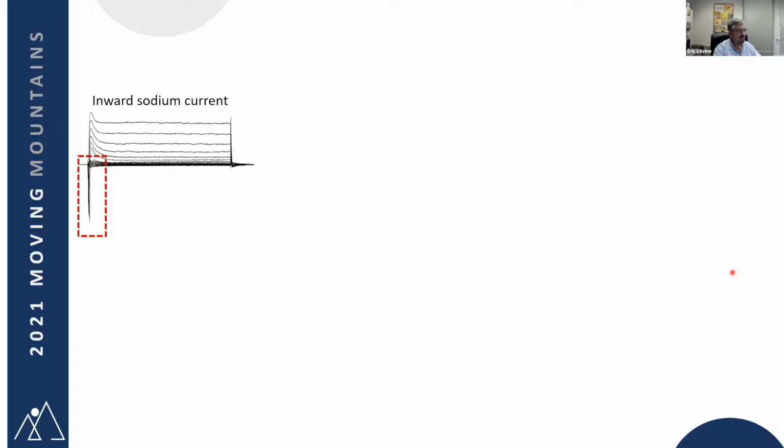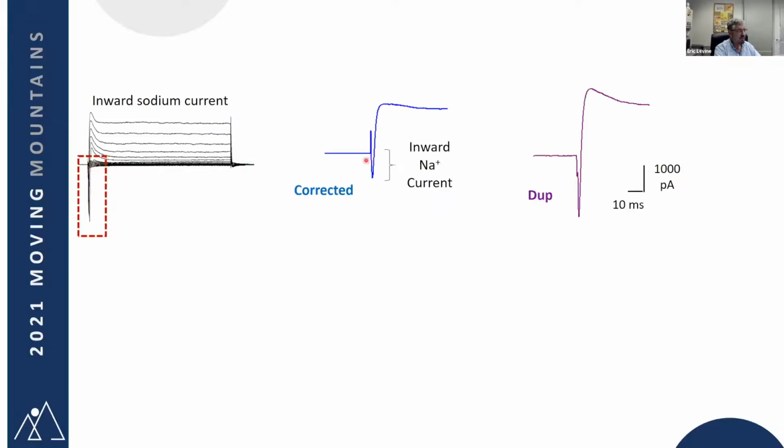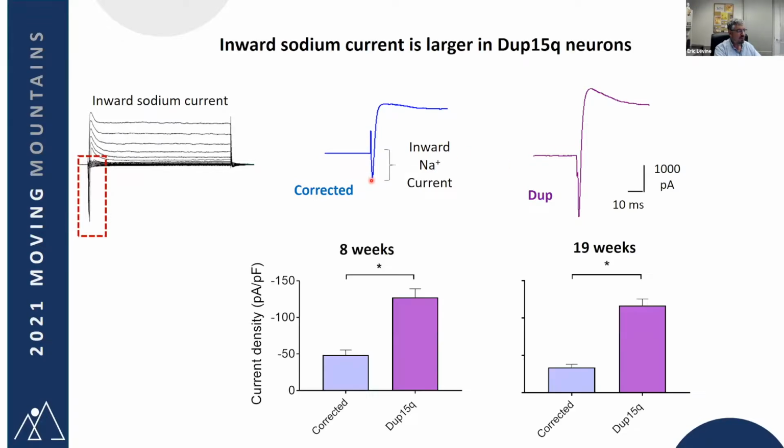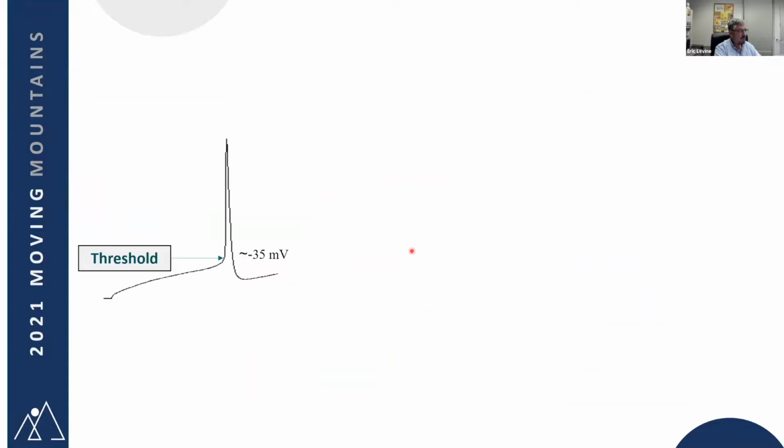Another aspect of the excitability of these neurons is the inward sodium current. It's a current that flows through the membrane carried by sodium ions. It's important for regulating the excitability of the neurons. We can record the size of this current also in Dup neurons and in corrected neurons. And similarly, at both the early and the late time points, there's a significant increase in the amplitude of the inward sodium current.